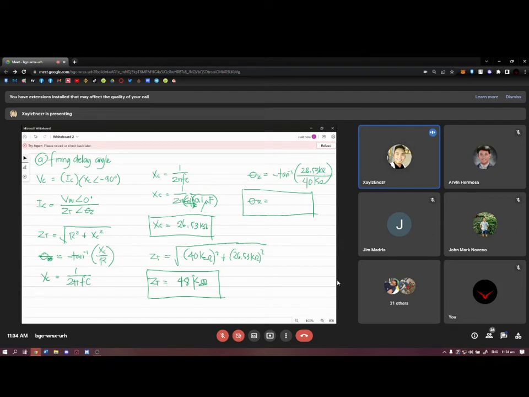Discount sa laboratory with 10%. 240 pesos. So, ayun nga daw. Ilan?